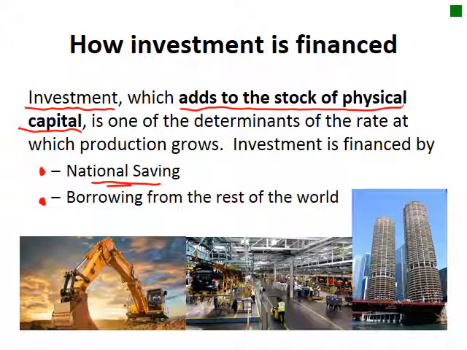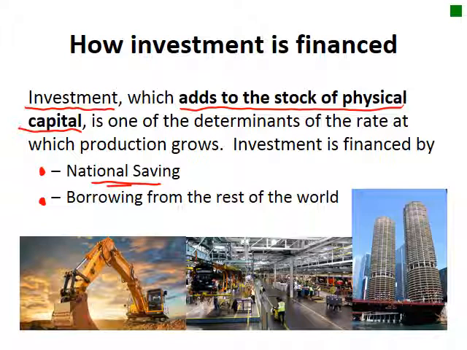How investment is financed. Investment, which adds to the stock of physical capital. So you may be asked to define this in a data analysis on an IB exam. So often the desk copies do say investment is that which adds to the stock of physical capital. That's one way of defining it. And it's one of the determinants of the rate at which production grows. An investment can be financed in two ways: national savings and borrowing from the rest of the world.